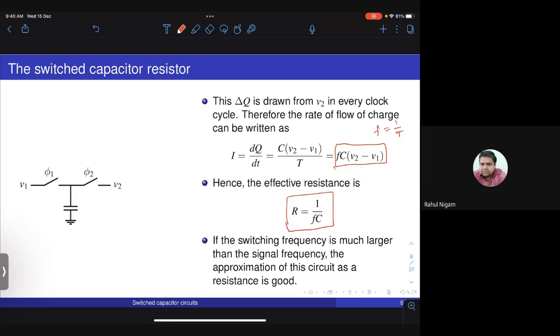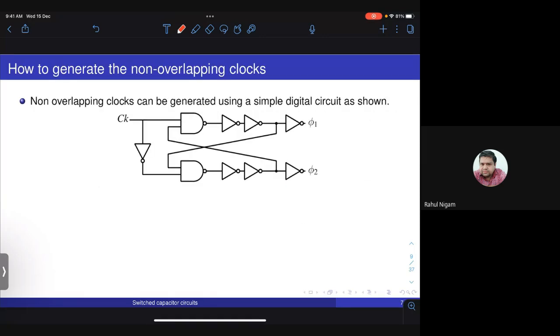Of course, it's not a continuous time resistor, so the current comes in spikes, but the average of the current will be the same as the current drawn from a resistor of value 1 by Fc. So if the switching frequency is much larger than the signal frequency, and if the output is band limited, then this is a good approximation for a resistance. We have seen in yesterday's sessions how to make good switches in CMOS. Now what remains is how to generate non-overlapping clock.